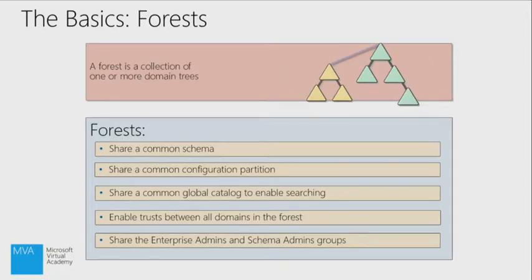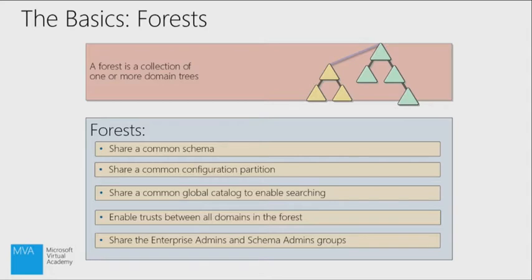We expand further. We've got a domain in a tree. We've got the tree in a forest, potentially of multiple trees. A forest is a collection of one or more domain trees. Forests share a common schema, so the definition of our objects and their attributes are going to be the same across an entire forest. They share a common configuration partition and share a common global catalog to enable searching.